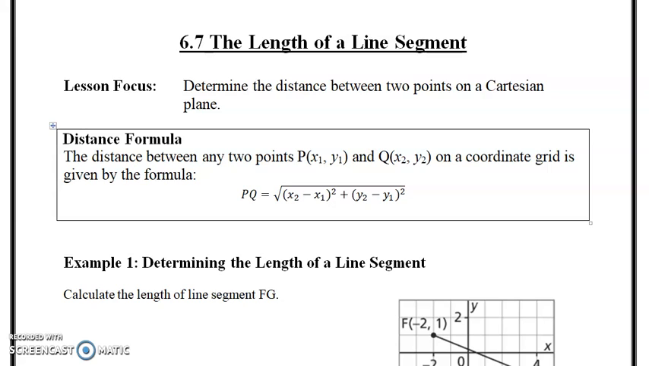Hello everybody, welcome back. Today we're going to be looking at 6.7. This is not in your textbook. These are some additional sections that we're going to do. We're going to look at determining the distance between 2 points on a Cartesian plane.